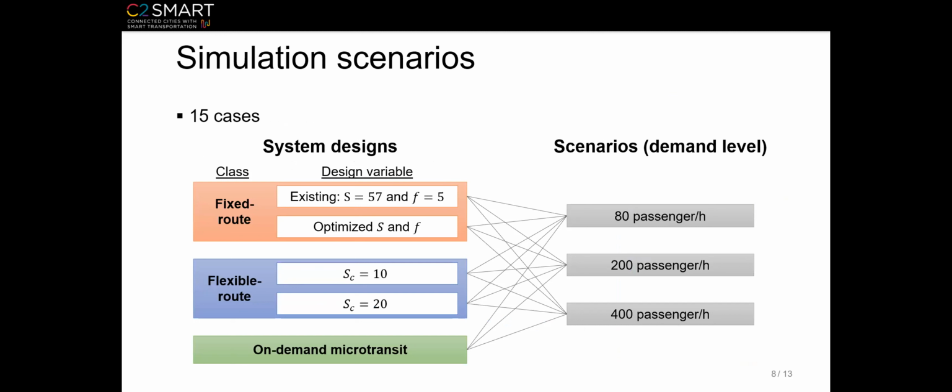So since there are 5 different system designs, there are 3 classes of the operation types, but fixed route and flexible route have 2 different designs each. So in total, there are 5. And for scenarios, we vary different demand levels. So 80, 200, and 400 passengers per hour are assumed to arrive in the service region.